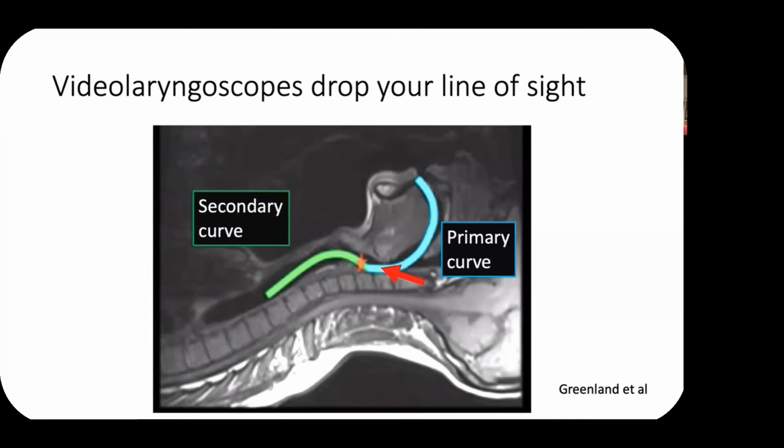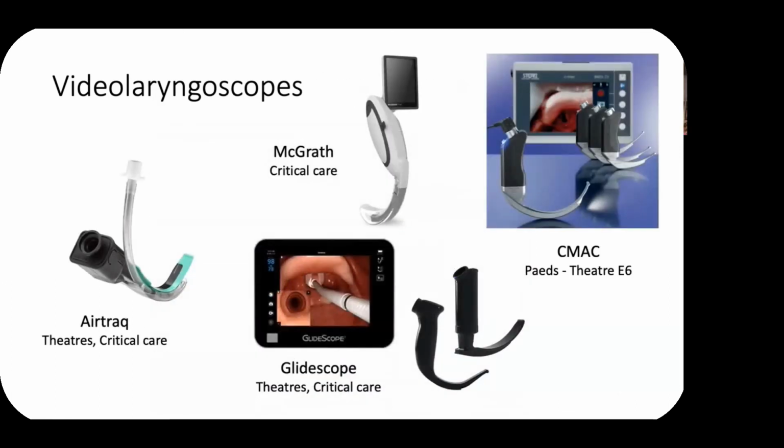Videolaryngoscopes are rigid, indirect laryngoscopes which drop your line of sight to near the end of the primary curve of the upper airway. In doing so, they are essentially allowing you to look round the corner. For QA, we have all the following devices.